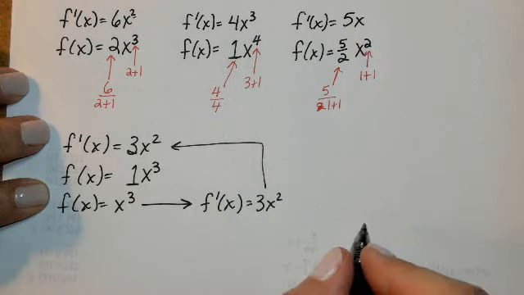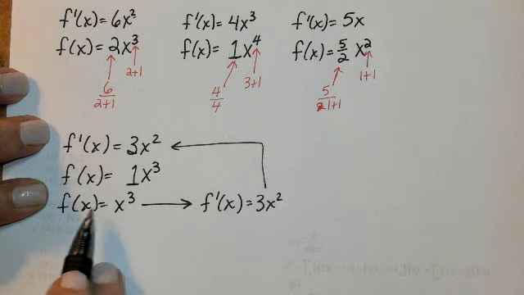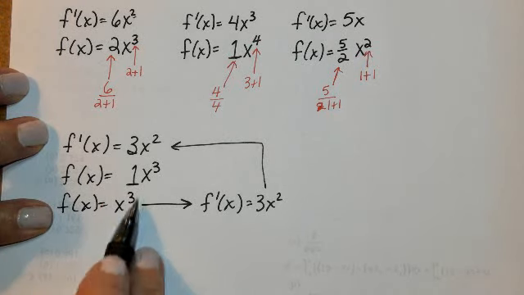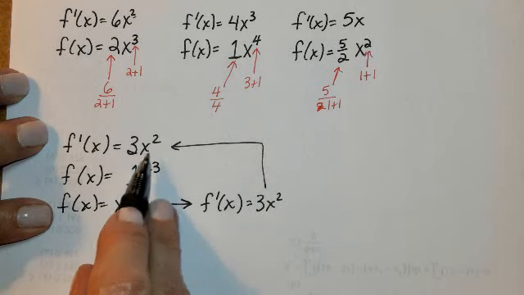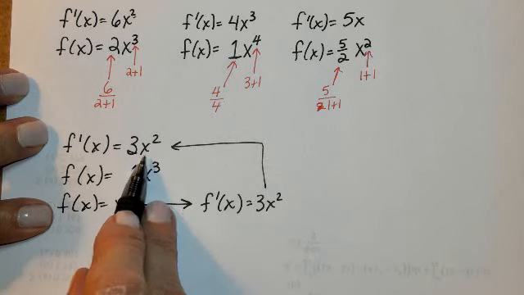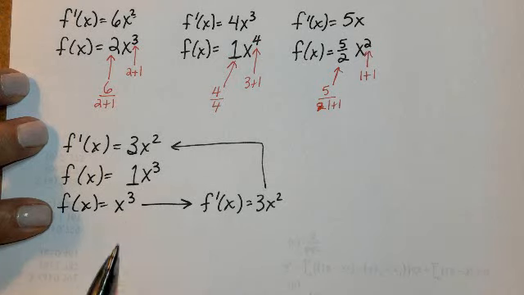Now my question is this: is x cubed the only function? This is an antiderivative for sure. X cubed is an antiderivative of 3x squared. My question is, is there anything else whose derivative would give us 3x squared?